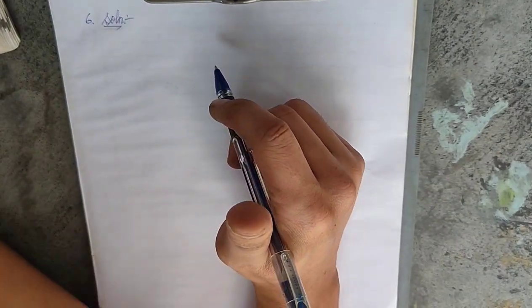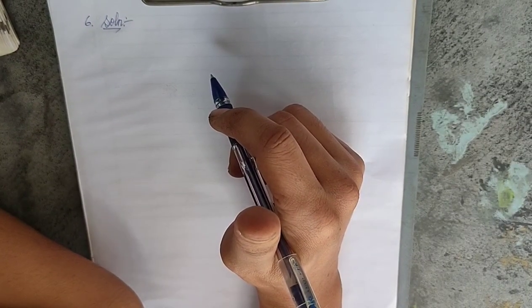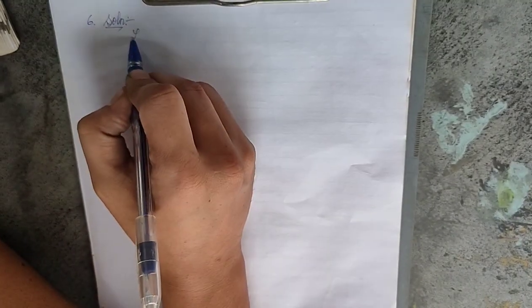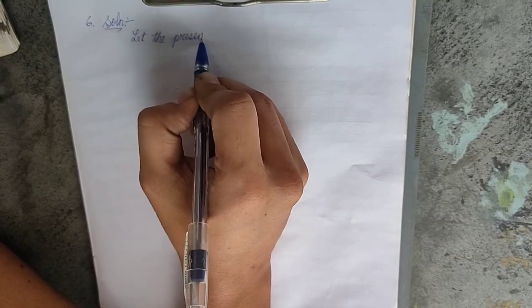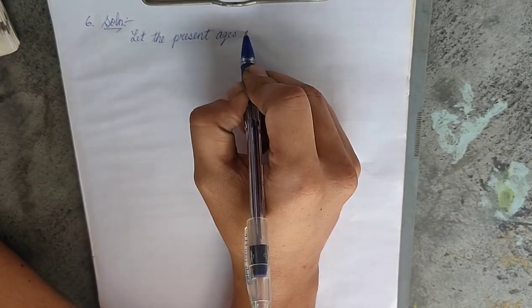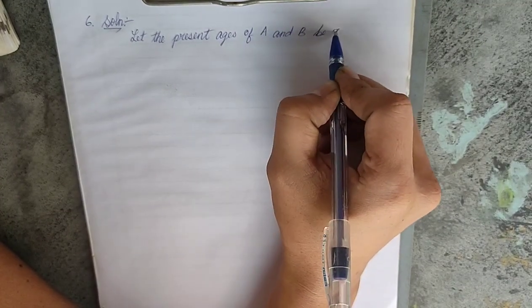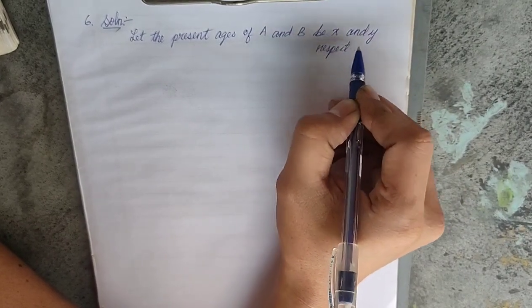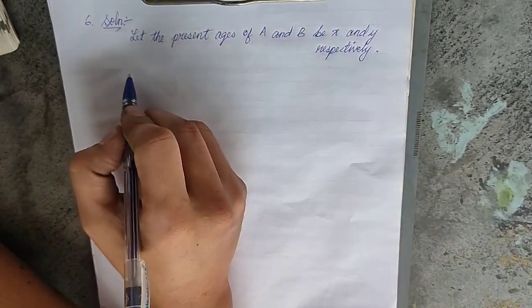Question number 6. 5 years ago, A was twice as old as B, and 10 years later, A shall be twice as old as B. What are the present ages of A and B? Let the present ages of A and B be x and y respectively.